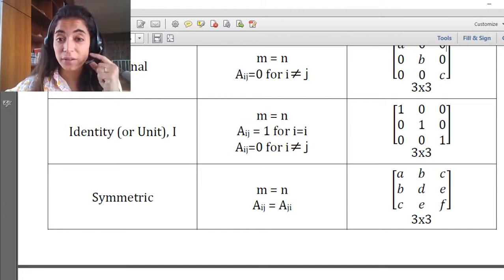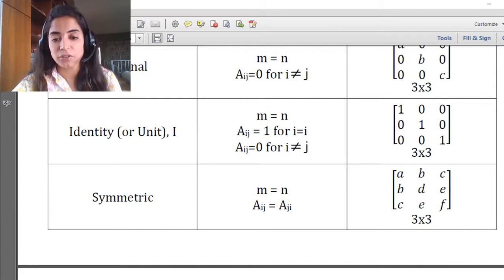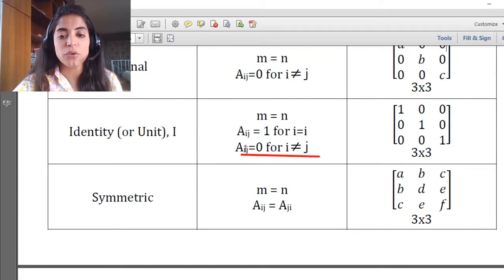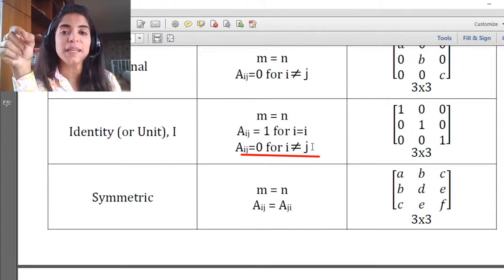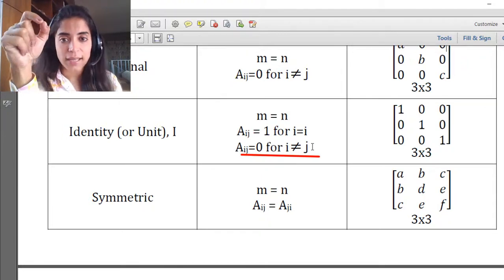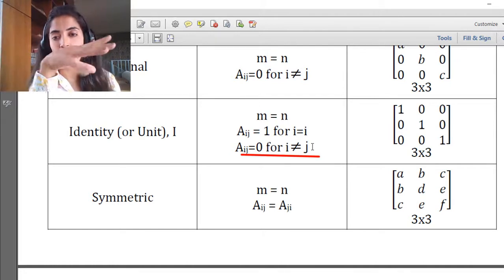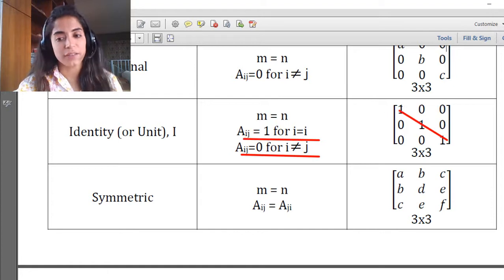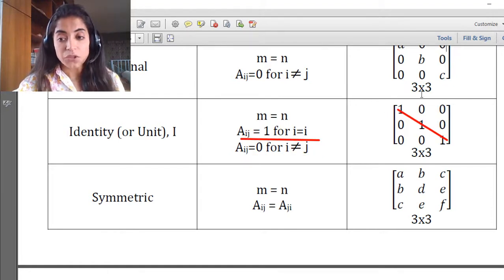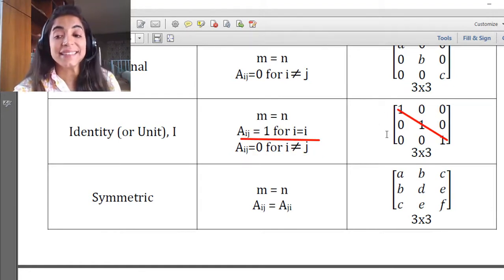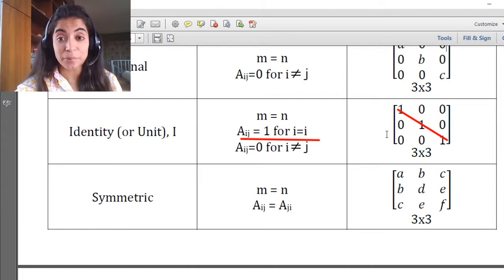The second requirement is that the identity matrix is a diagonal matrix. So Aij is equal to 0 for any i different than j. So an identity matrix should be a diagonal matrix. And the third requirement is that the diagonal elements are all equal to 1, like this example right here. So this is an identity matrix, and it is a very important matrix because it will be used later in the inverse operation, as I said.